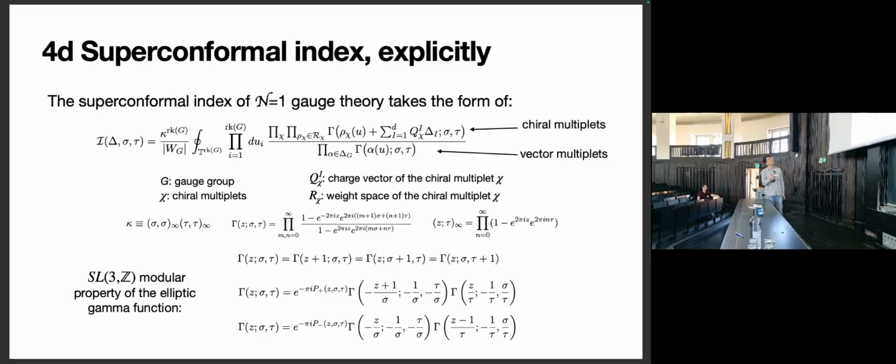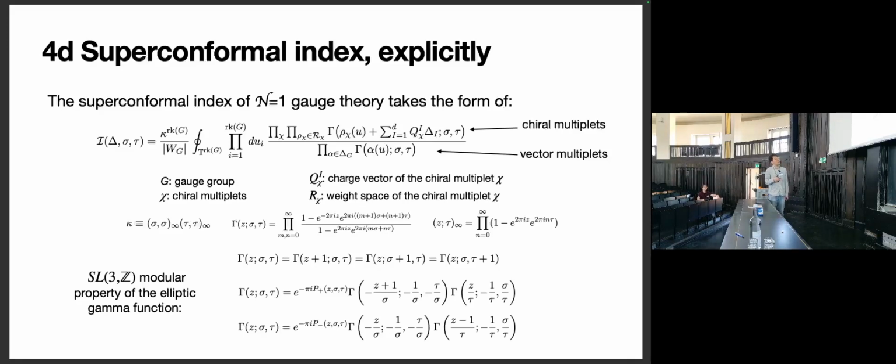The terms in the numerator come from the matter multiplets, and the terms in the denominator come from the vector multiplets, the gauge fields. And this elliptic gamma function, which is a building block for our index, has an interesting SL(3,Z) transformation property. It's doubly periodic in sigma and tau.